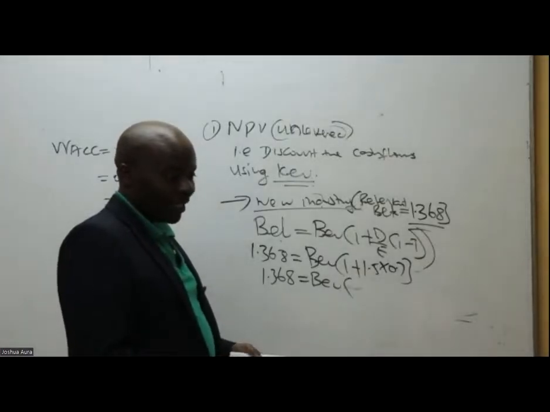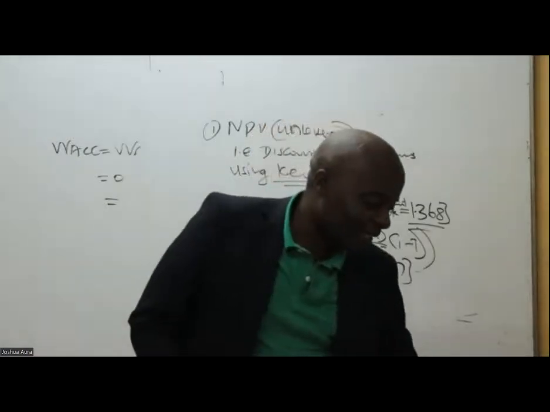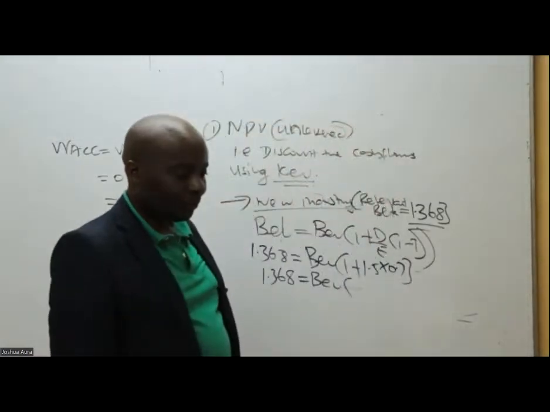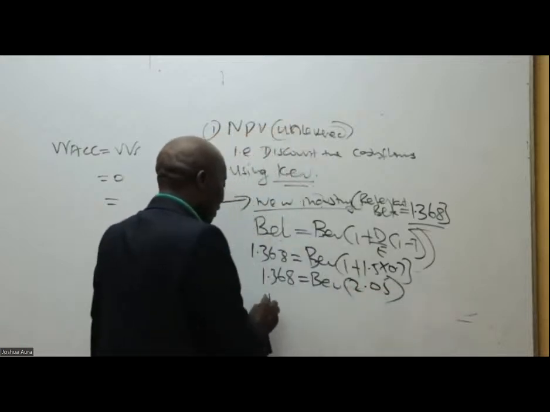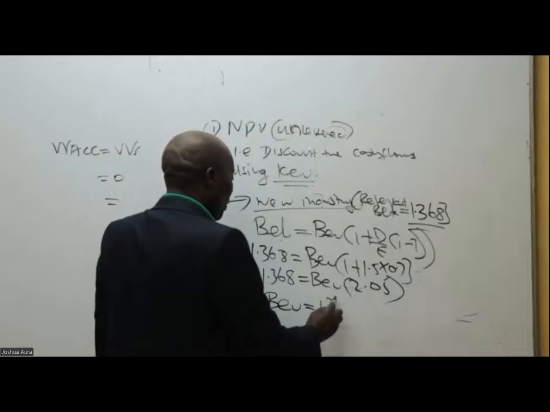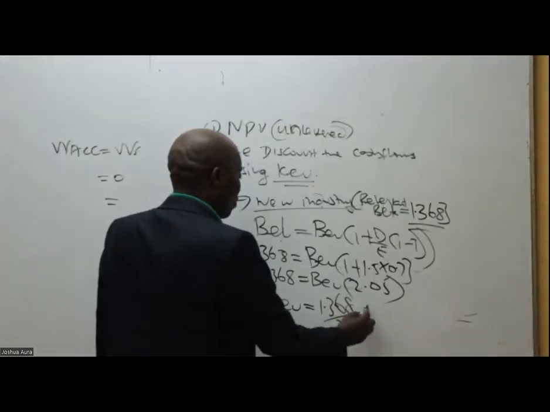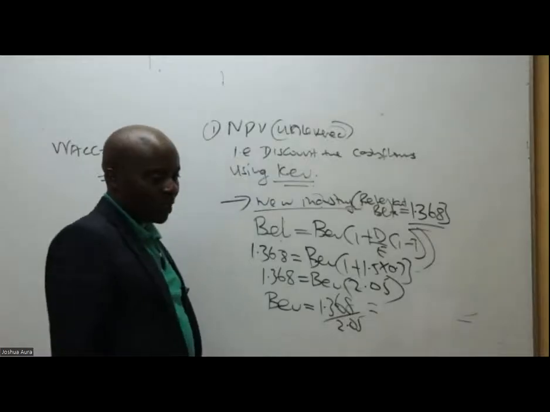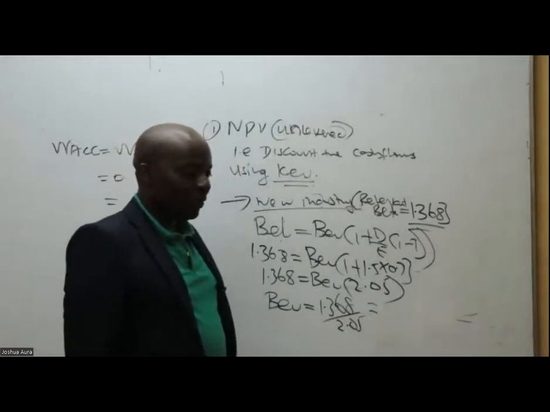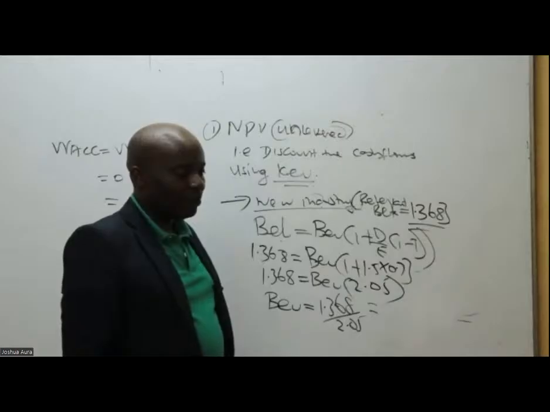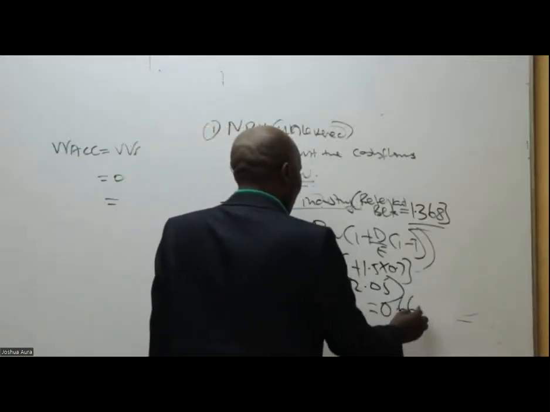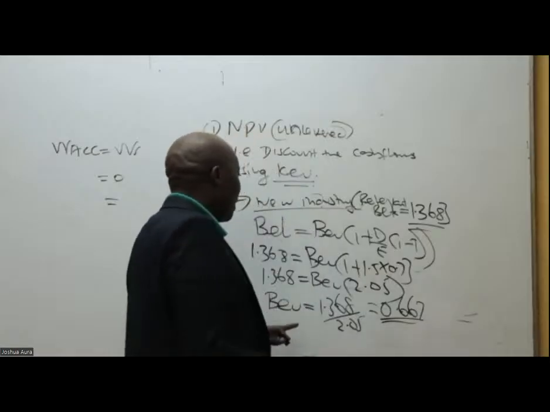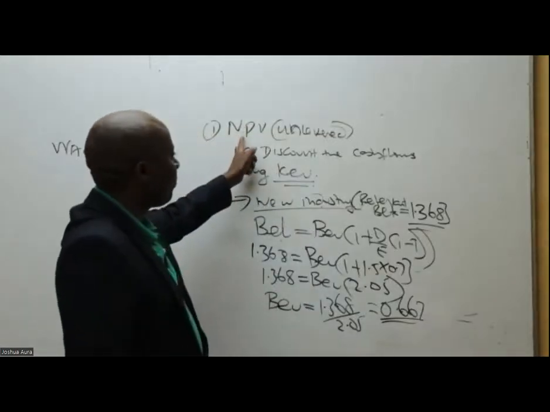I happen to be having another class, so you have to move with speed. 2.05. And then I will be able to get the unlevered beta by taking 1.368 divided by 2.05, which will end up giving me what figure, ladies and gentlemen? 0.667.